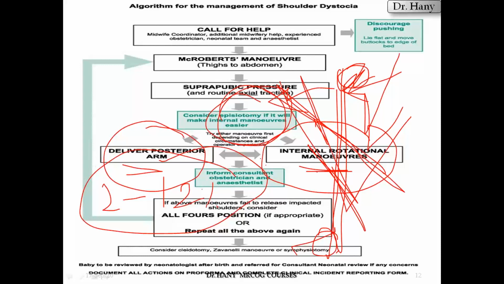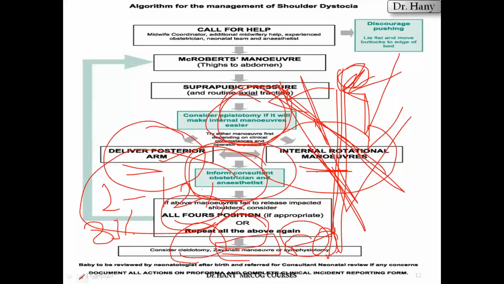If this failed, you will call your senior and inform your consultant. Why? Because you now need to repeat, or to put the woman in the all-fours position and repeat everything. In the all-fours position, the woman faces down and the success rate is 83%. If this failed, you will go for destructive techniques: cleidotomy, fracture of the clavicle, or symphysiotomy, opening the symphysis pubis, or the Zavanelli maneuver, in which you push the head back and do a cesarean section.